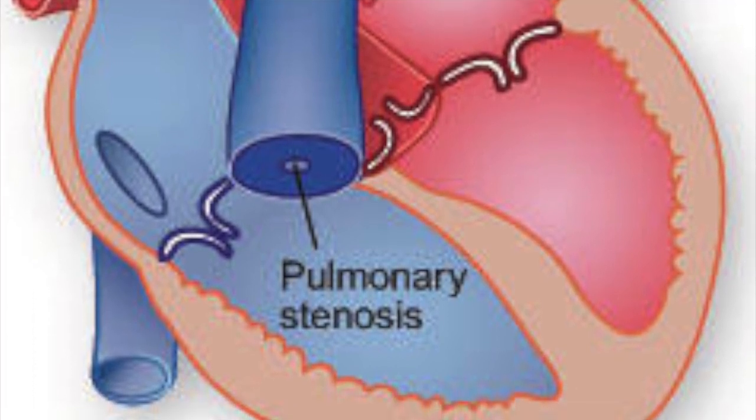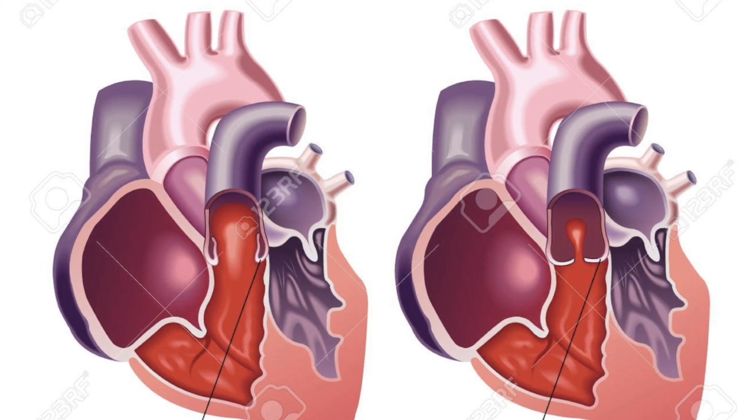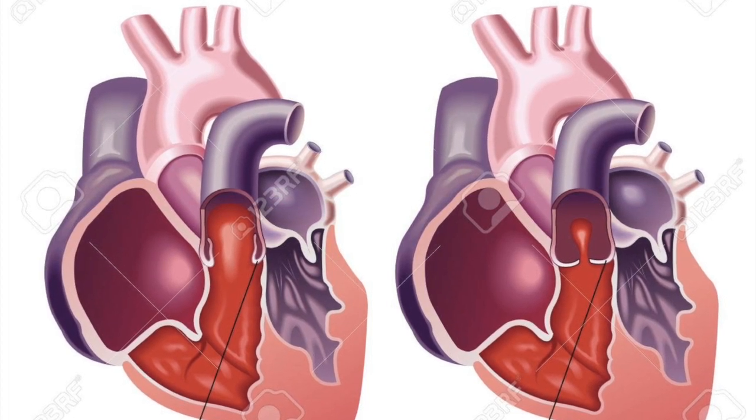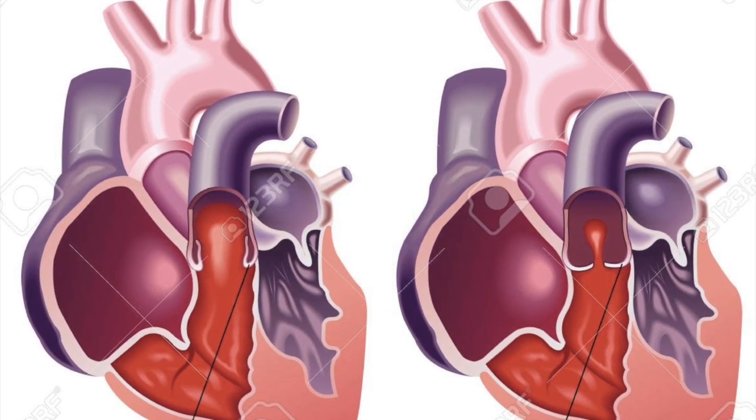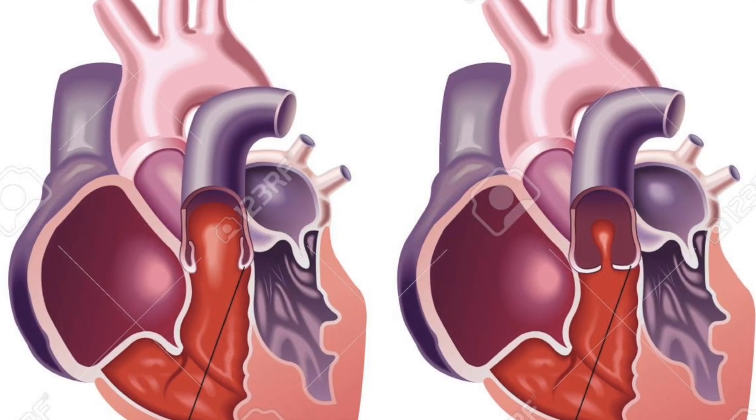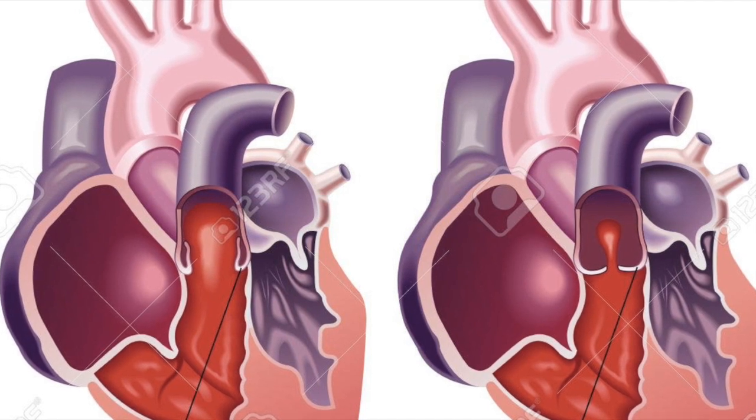With pulmonary stenosis, the heart has to work harder than normal to pump blood to the lungs. There is also less blood traveling to the lungs because the pathway is narrowed. This leads to less blood becoming oxygen-rich.